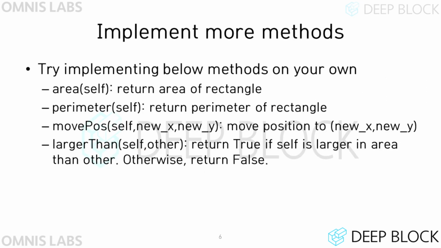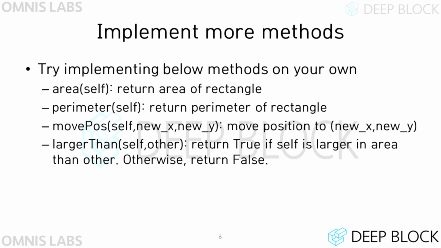Let's implement additional methods in the rectangle class we created earlier. The area method returns the area of the rectangle, and the perimeter method returns the perimeter of the rectangle. The movePos method changes the position of the rectangle's top left corner to the given new x and y values.